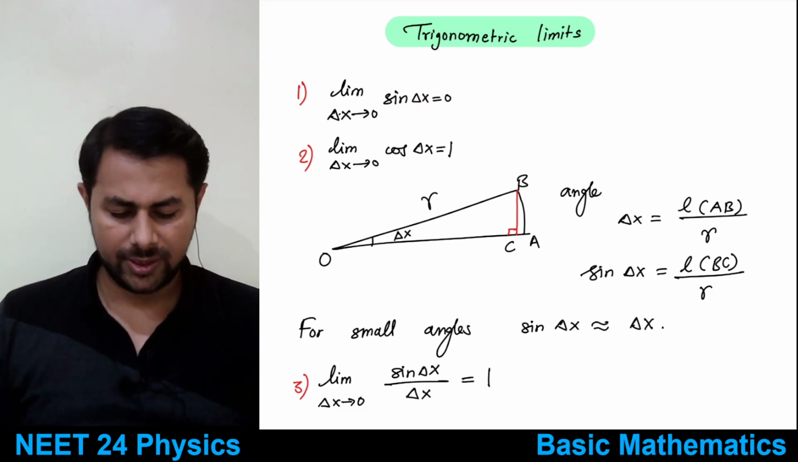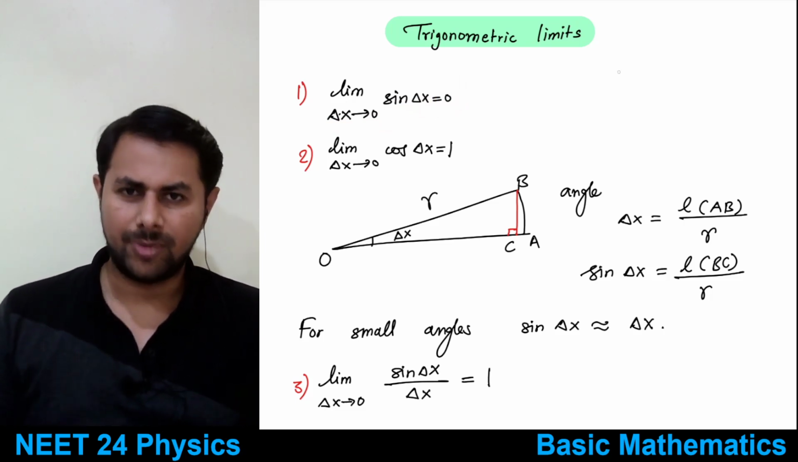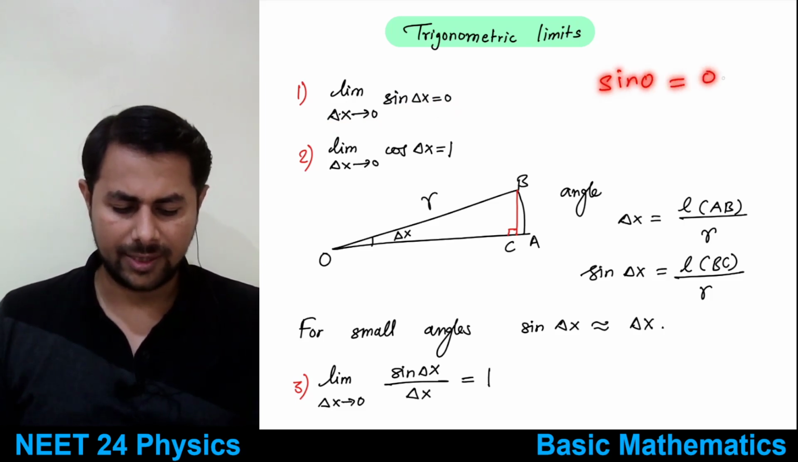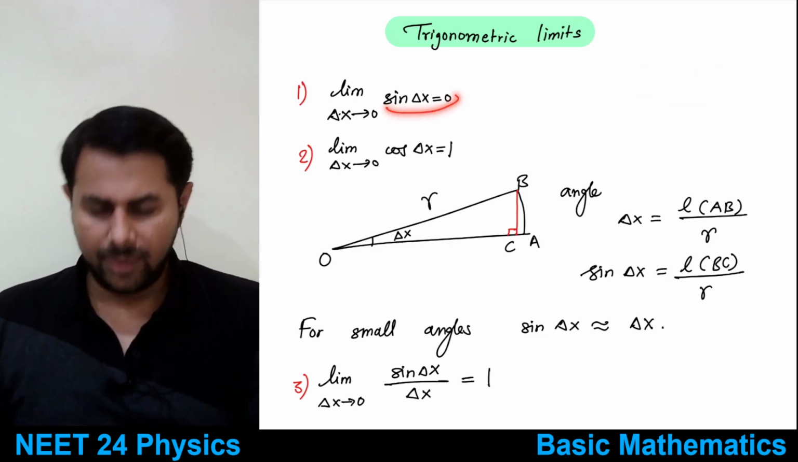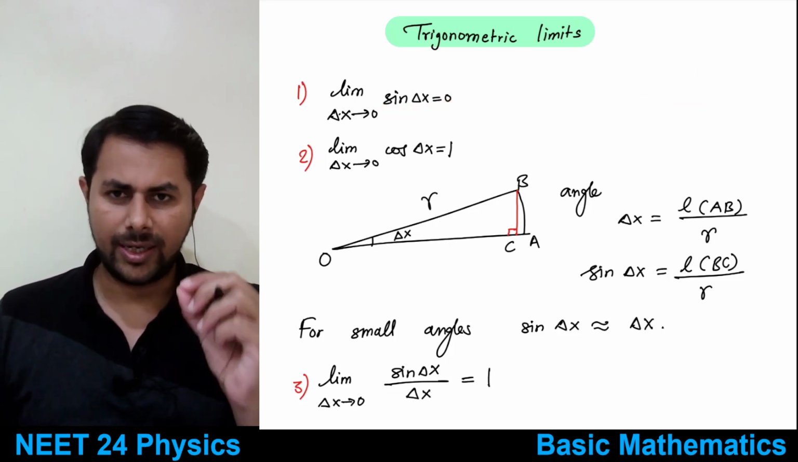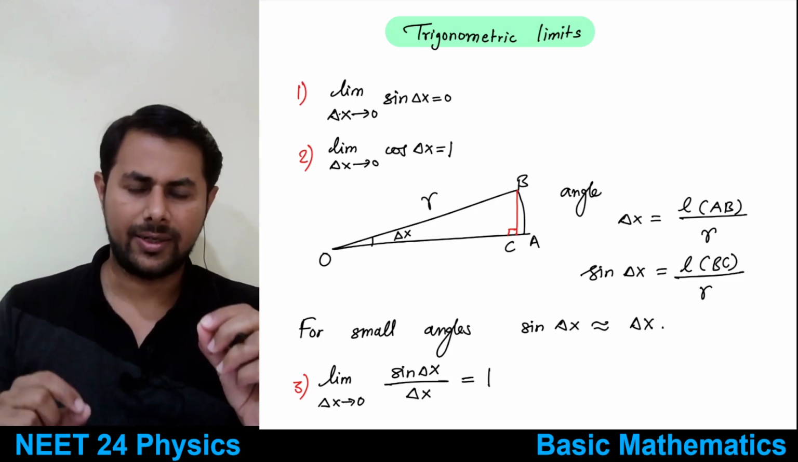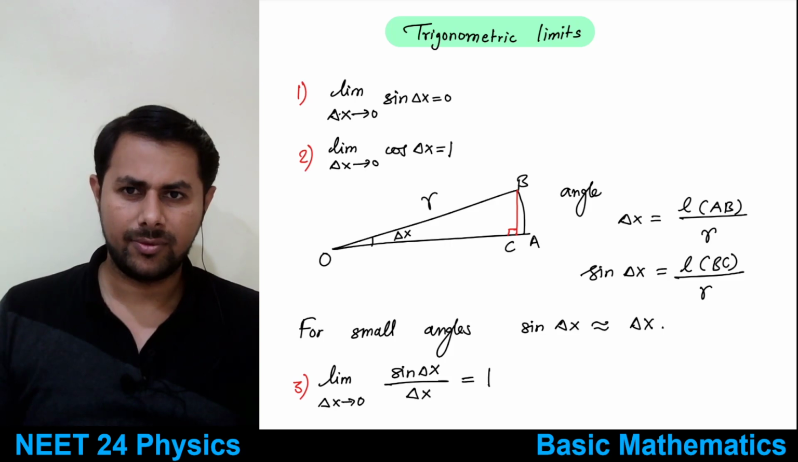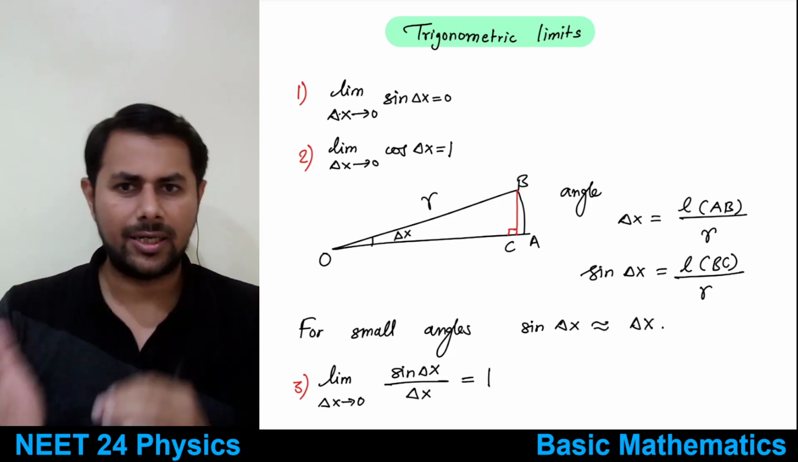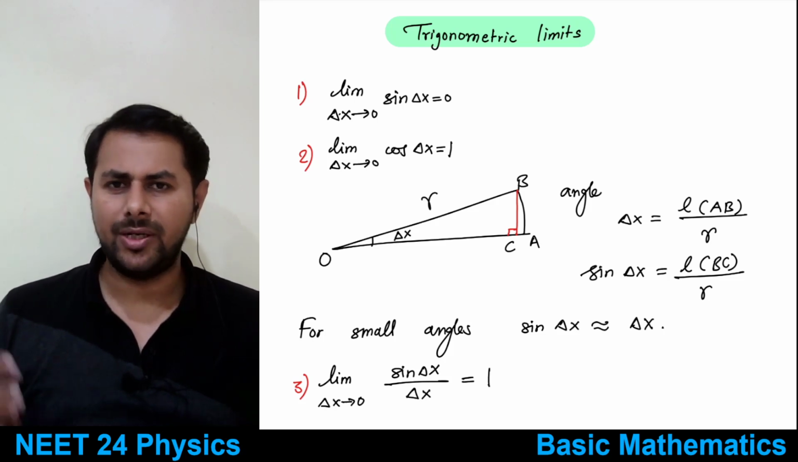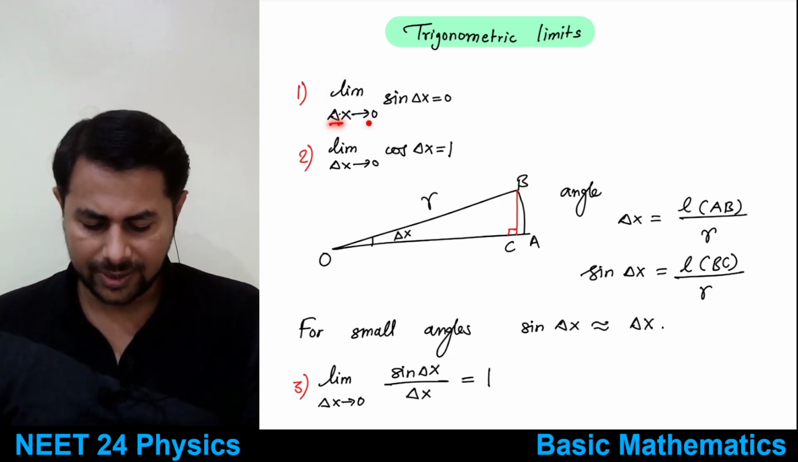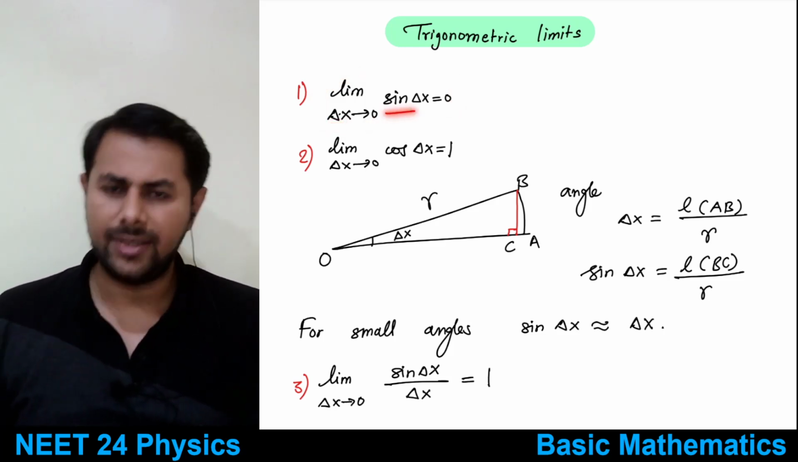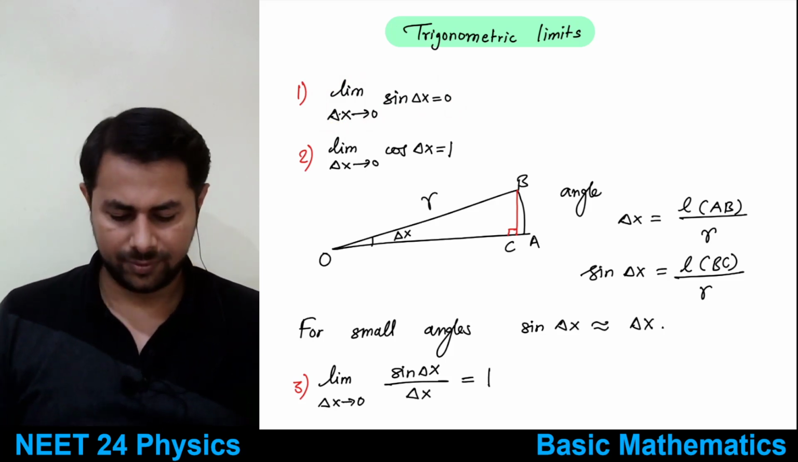How is this? You know that when the angle is very small, what is sine 0? Sine 0 is 0, right? So if sine 0 is 0, that means for any angle very close to 0, the sine of that angle would be very, very small. It will be almost 0. So that's why this is the limit. If delta x is very small, almost 0, then sine of delta x is equal to 0. So this is one limit.